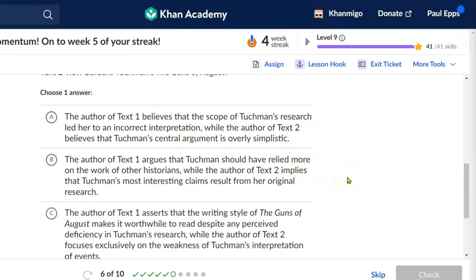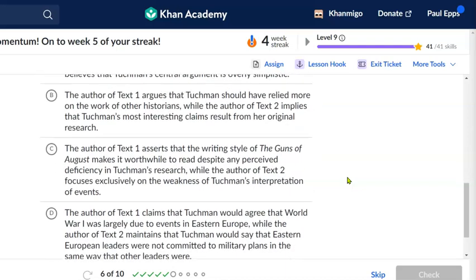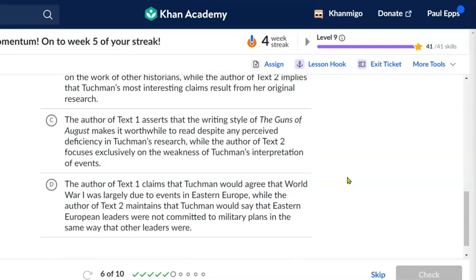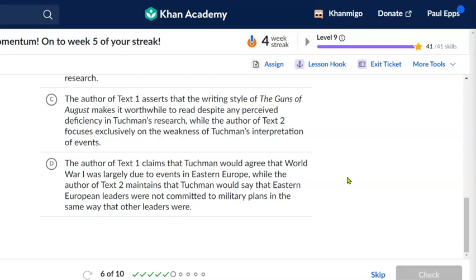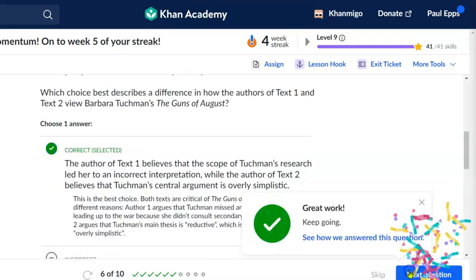The author of Text 1 argues that Tuchman should have relied more on the work of other historians. No. Author of Text 2 implies that the most interesting claims are from original research. No. Author of Text 1 asserts that the writing style of The Guns of August makes it worthwhile to read. No. D, author of Text 1 claims that Tuchman would agree that World War I was largely due to events in Eastern Europe. No, that's actually the opposite of what Text 1 said. So we are back at A. I think that's the best one.